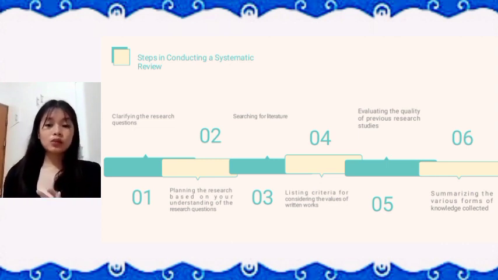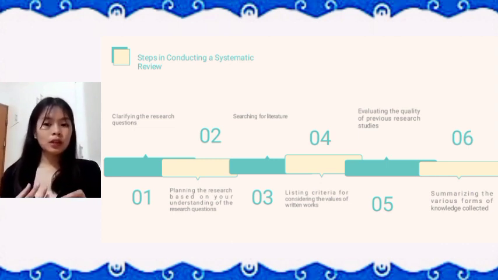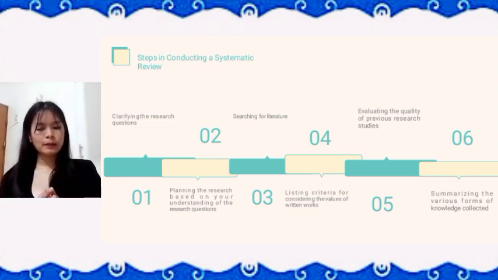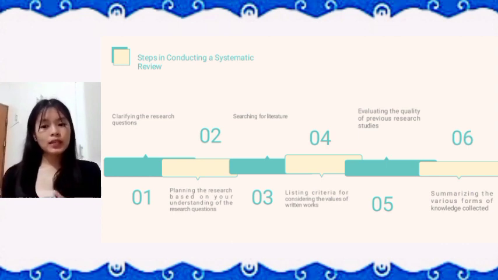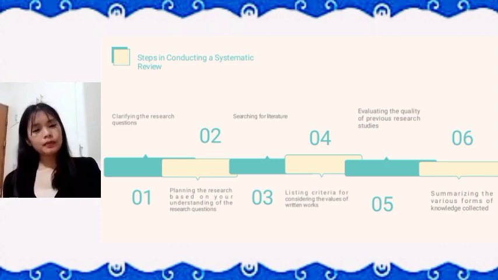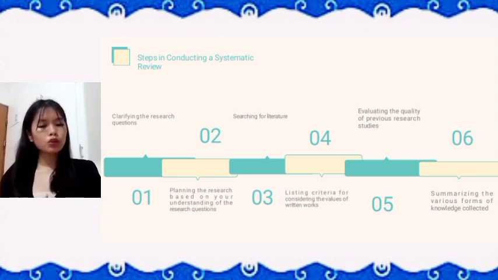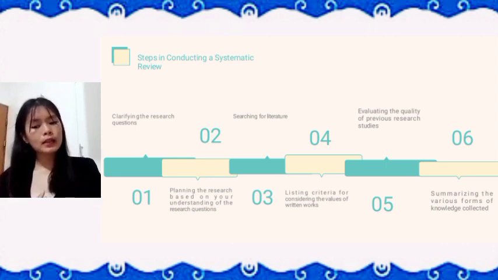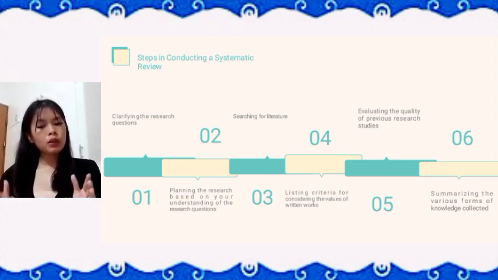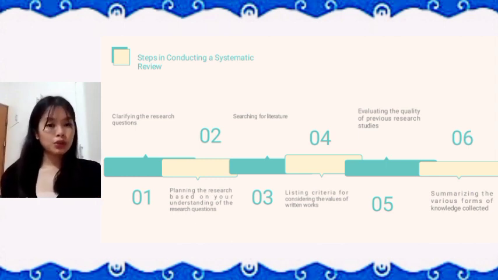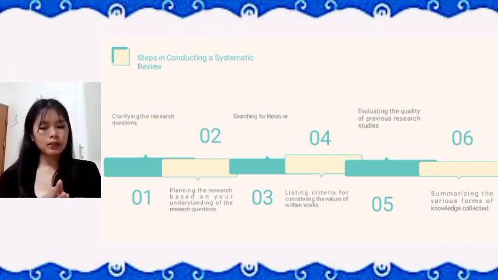Fourth is listing the criteria for considering the values of written works. Fifth, evaluating the quality of previous research studies. You don't need to skip any studies that you find on the internet, but you also have to read them and know their relation to your research. Sixth is summarizing the various forms of knowledge collected.